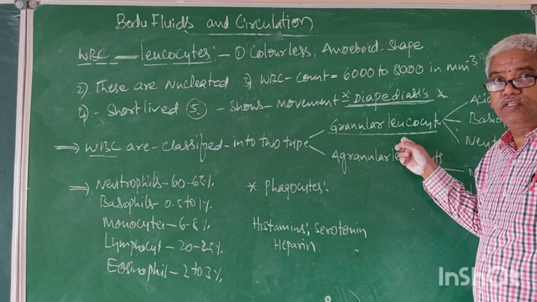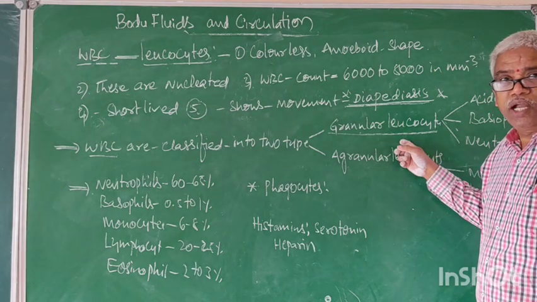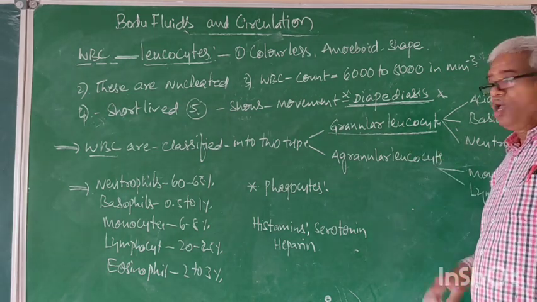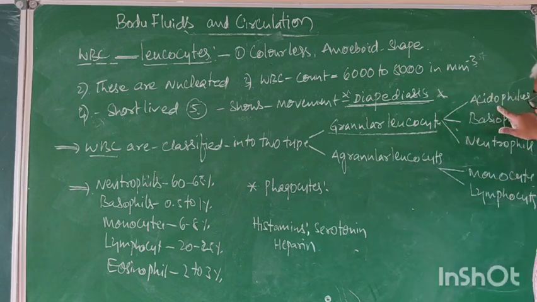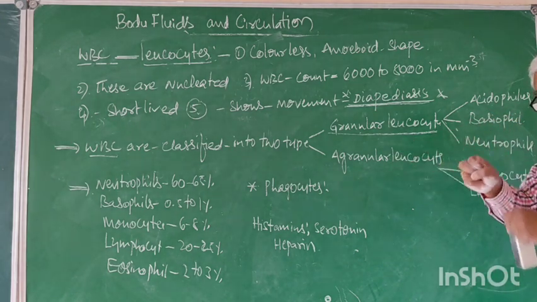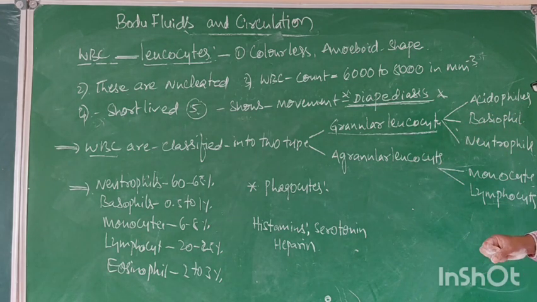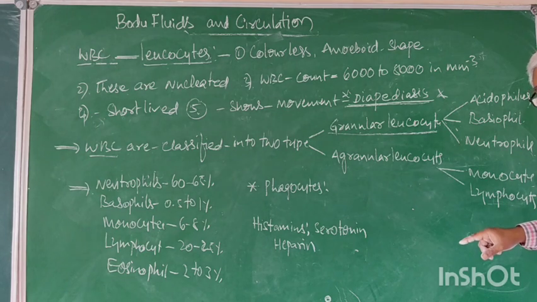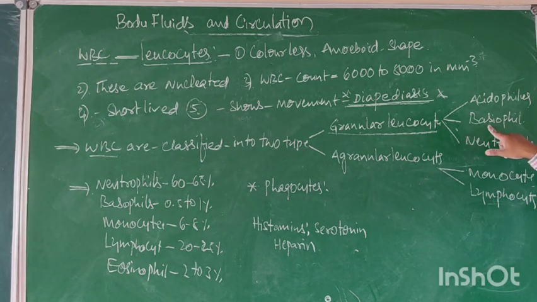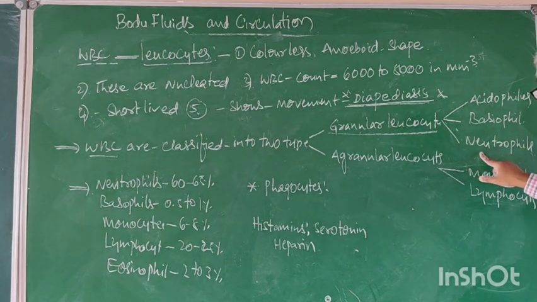Now, what is it? Granular leukocytes. Why is it called granular? The cytoplasm contains granules. Among these granular ones, again three types: eosinophil, basophil, neutrophil. These absorb color only from acidic dyes, hence they are called eosinophils. These absorb color only from basic dyes, hence they are called basophils. These absorb colors only from neutral dyes.